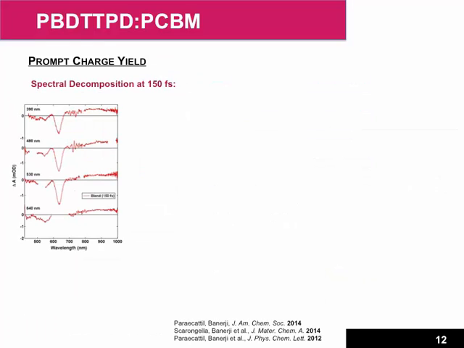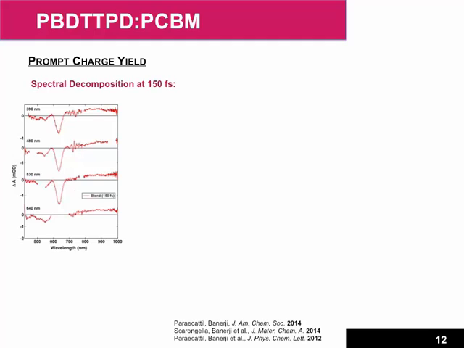The next thing we wanted to do is to actually know how much of the charge separation is prompt, because I said some of it already occurs on a very, very fast time scale, faster than our experimental resolution, and how much is delayed and occurs by these 1 and 100 picosecond time scales that I showed on the previous slide.